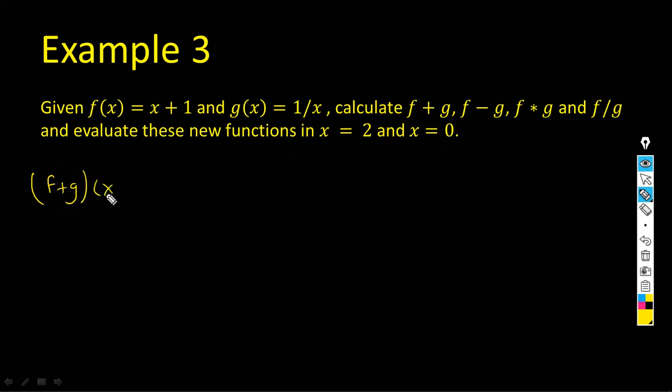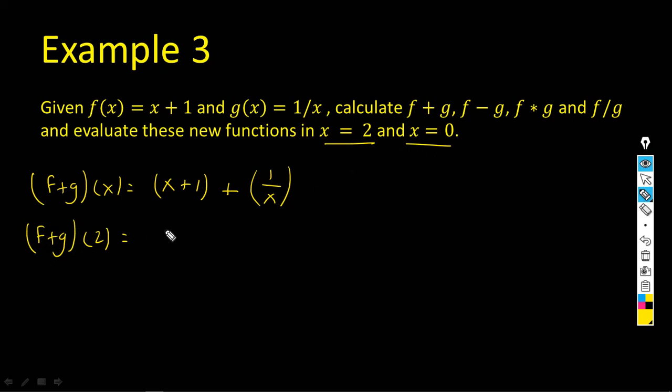F plus g of x, how much is that going to be? Well, that's going to be f, which is x plus 1, plus g, which is this. Okay, this is f plus g. Now let's evaluate in 2 and in 0, in these two values, very quickly. So f plus g evaluated in 2 is going to be 2 plus 1 over 2, and that's going to be 3 plus 1 half, that's going to be 7 halves. Okay, so everything perfect.